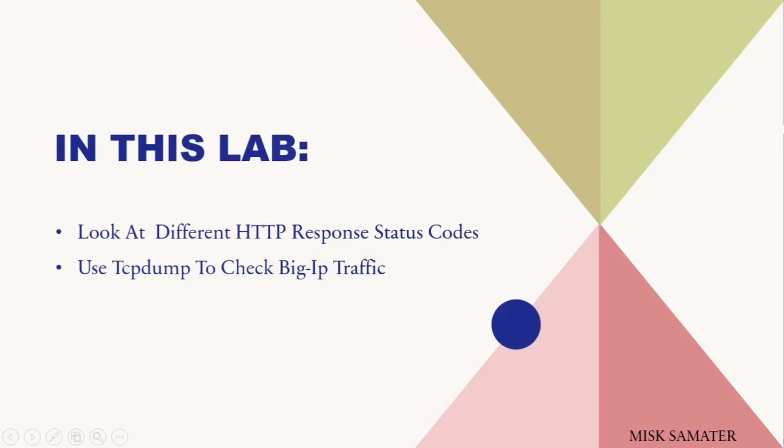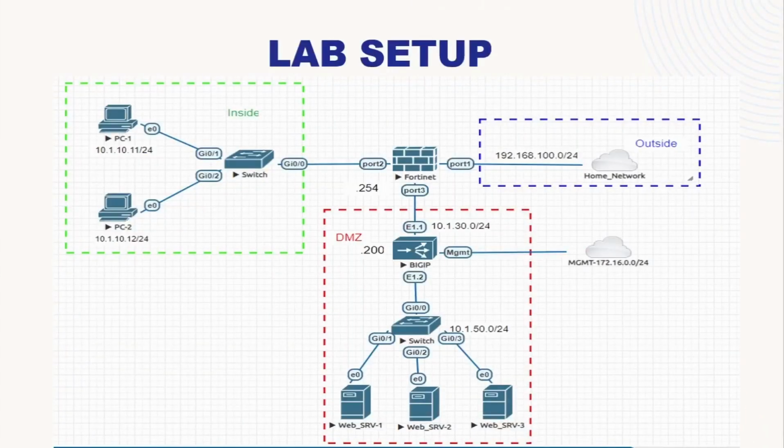In this lab, we're going to look at different HTTP response codes and also use TCPDump to check these response codes within BigIP, and also look at the monitoring traffic of BigIP. This is the lab setup we will be using. We have this Fortinet firewall connected to this inside network with the IP address of 10.1.10.0/24, and within the DMZ we have this F5 BigIP that's configured to load balance between those three web servers.